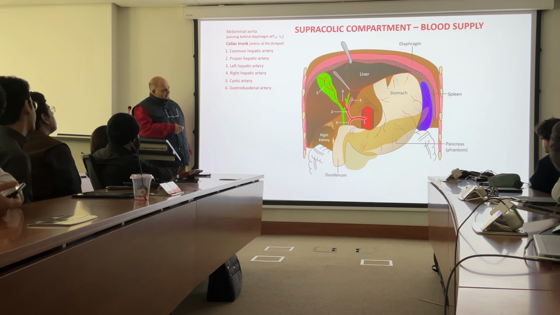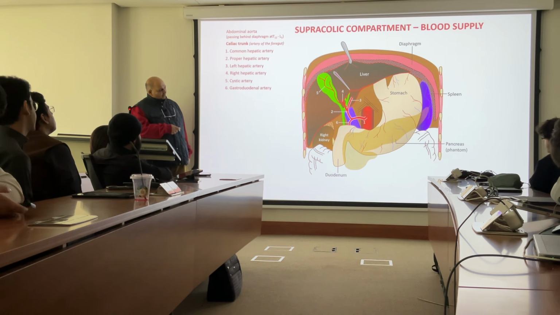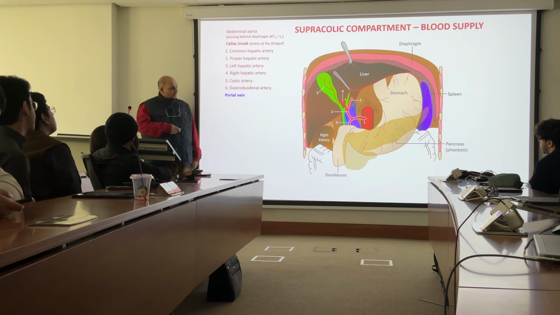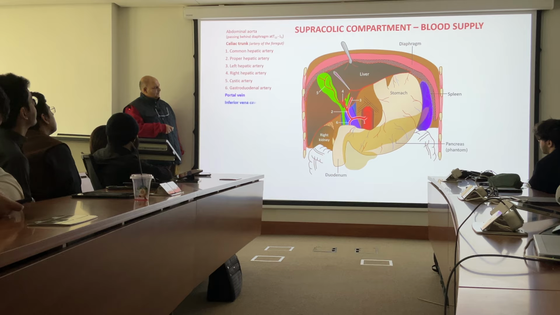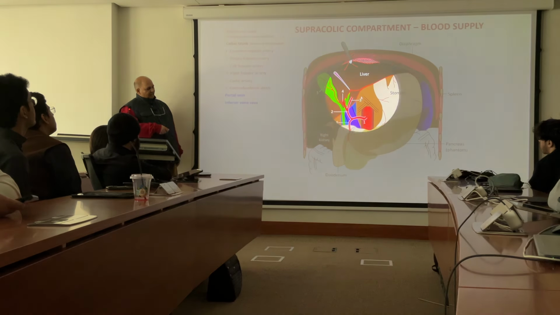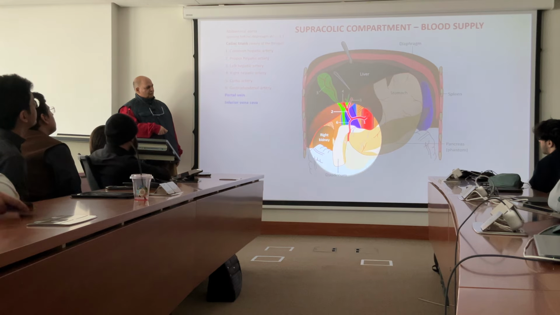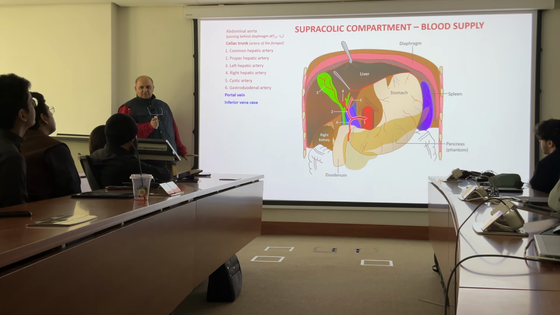Now just pay attention here. Who's this new guy? Portal vein. And where is the inferior vena cava? Can you see him? Make no mistake. Now the gastroduodenal artery is going behind the duodenum towards the stomach. Are you fine?